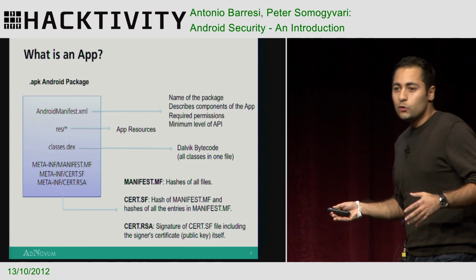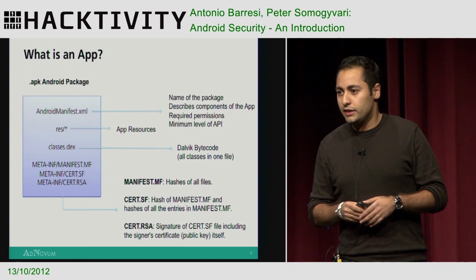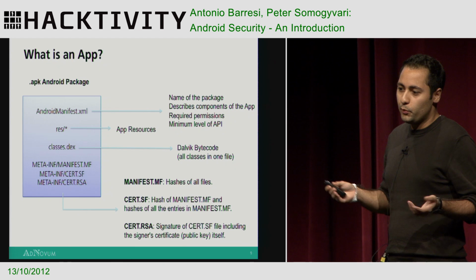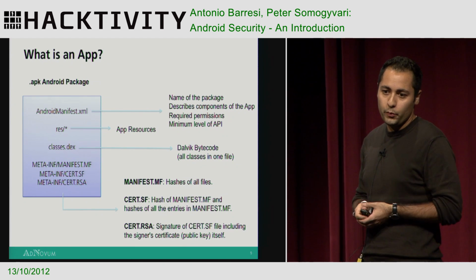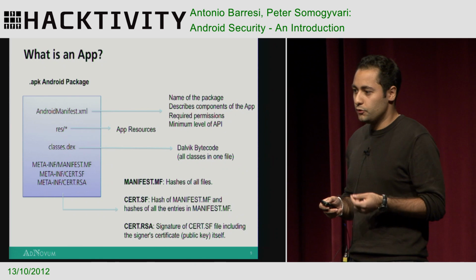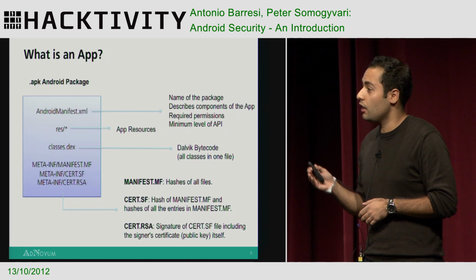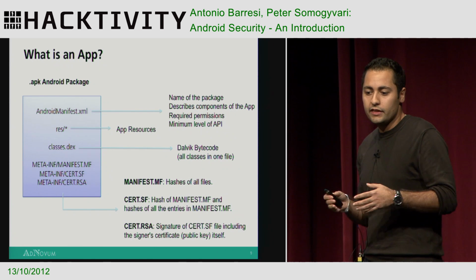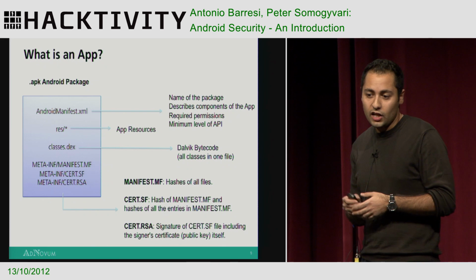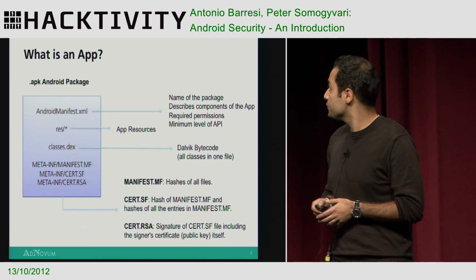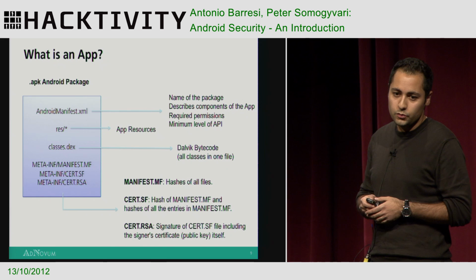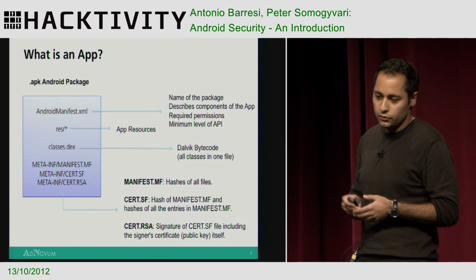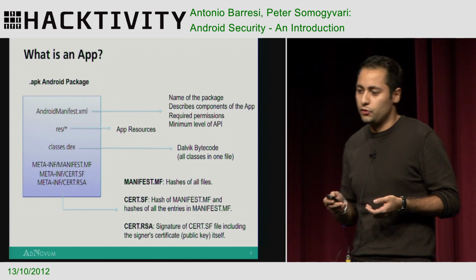So now let's look at how an app comes to the system. Basically an app is an APK package. If you are a Java programmer, it's like a jar package. The only difference is that you have one classes file, that's the classes.dex file. Within that you have all the logic, and that's Dalvik VM bytecode. And then there are some hashes and some signed hashes to make sure that the integrity of the package is preserved.